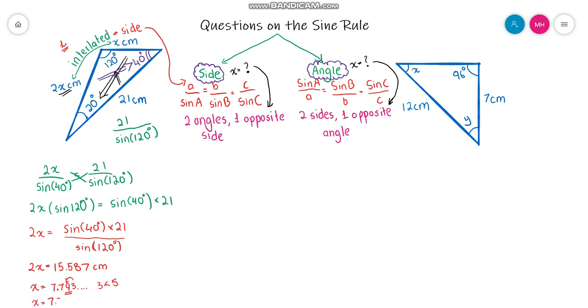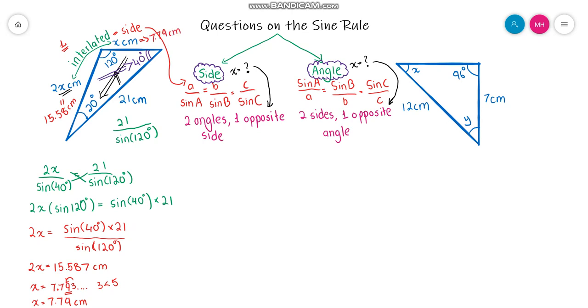So x is equal to 7.79 centimeters, and 2x will be 7.79 times 2, which is 15.58. So this will be equal to 15.58 centimeters. This over here will be equal to 7.79 meters. Quite easy, yeah?